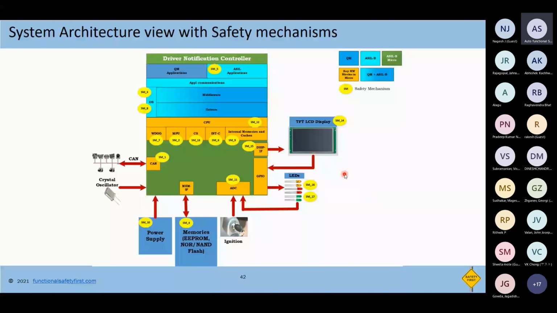Okay, so now this is a final consolidated view of all the safety mechanisms of the system and where they are placed from a system architecture point of view. We had shown it to you separately, but here we are giving you a consolidated view. Next slide, please.